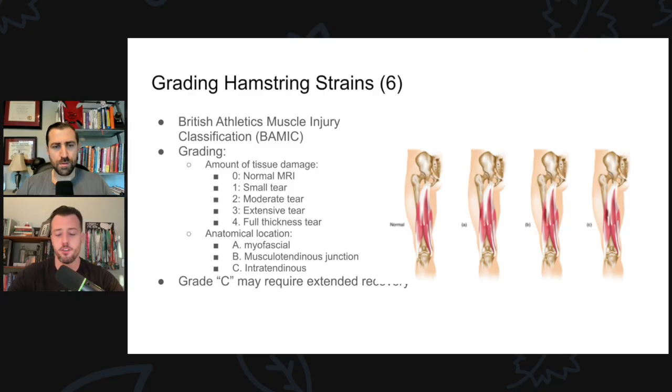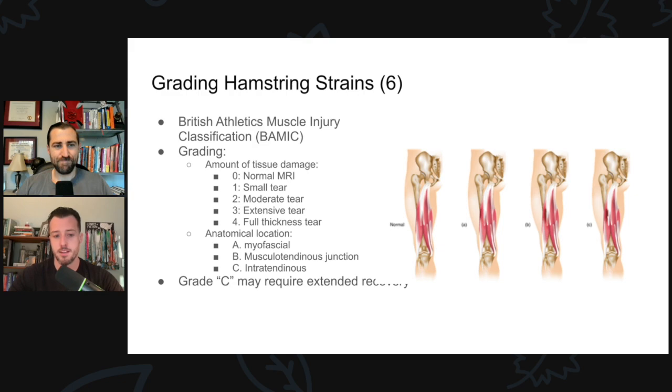And I actually thought this was interesting when I was looking at this. Oftentimes, delayed onset muscle soreness will show up as a 1. So you actually get some micro damage of the muscle, which explains why people get so sore. So it is somewhere on the spectrum, which is pretty interesting. A 2, you have a moderate tear. A 3 is an extensive tear. And then a 4 is a full thickness tear.